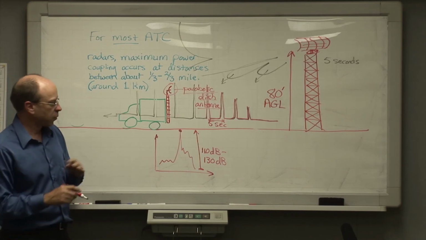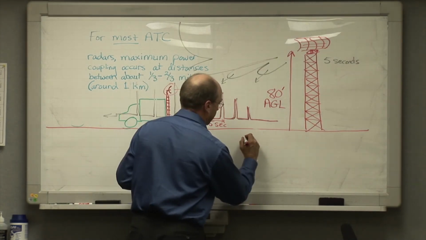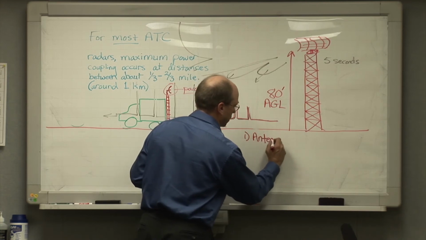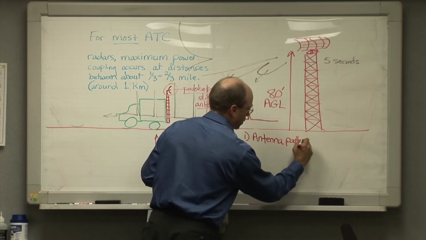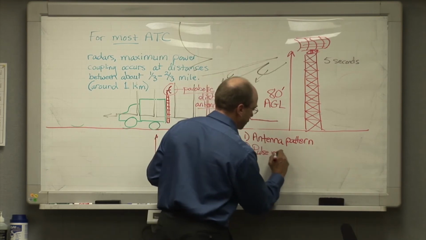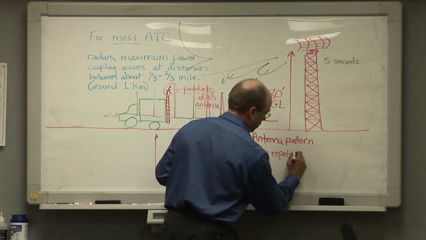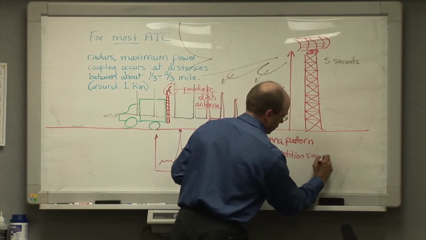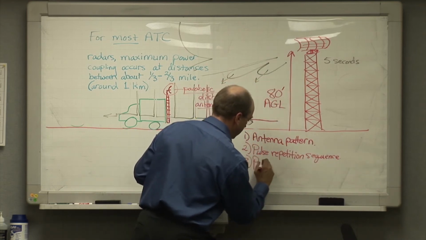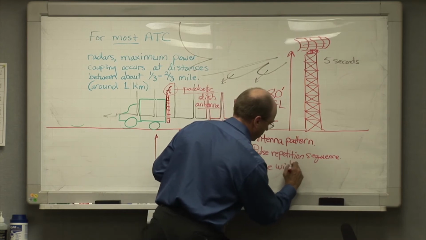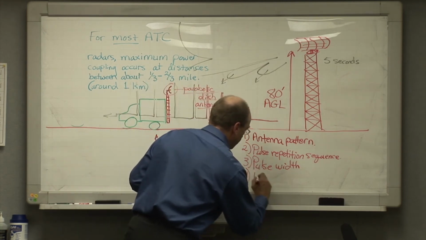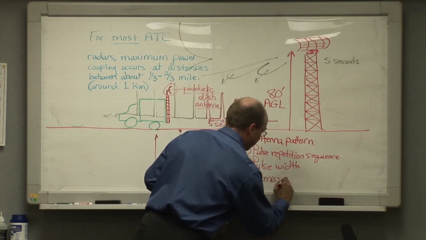And so here are the parameters that we plan to measure out of the radar. We'll look at the antenna pattern, such as it is at this distance. We'll look at the pulse repetition sequence. We'll look at the pulse width. And finally, we'll look at the emission spectrum using the stepped algorithm.